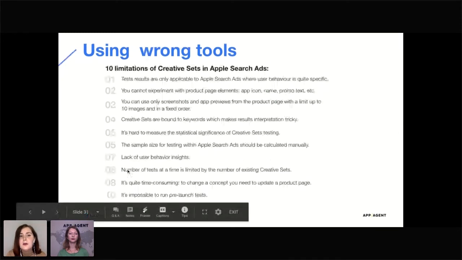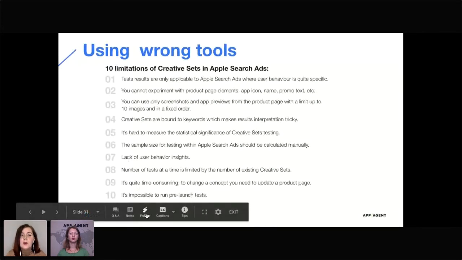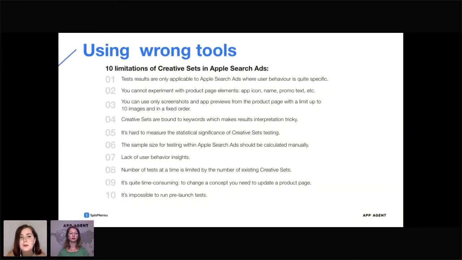So let's talk about creative sets. This is indeed a great way to empower Apple Search Ads, yet there are certain limitations when it comes to A/B testing. Test results are only applicable to Apple Search Ads, where user behavior is quite specific. For example, the average banner tap-through rate is twice lower compared to the results of a genuine top position in App Store search.